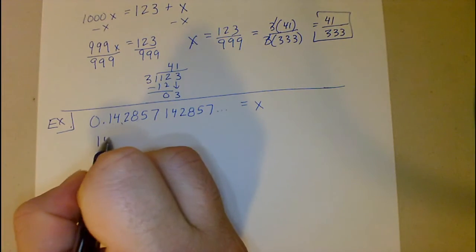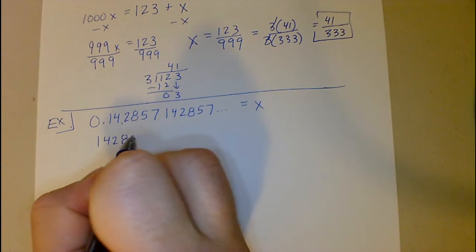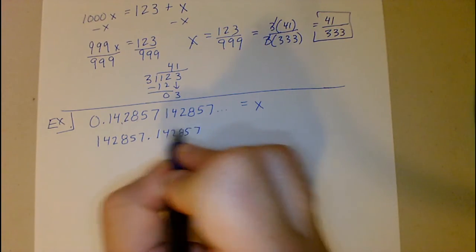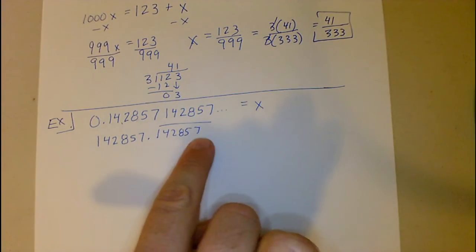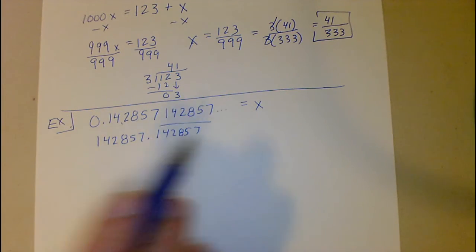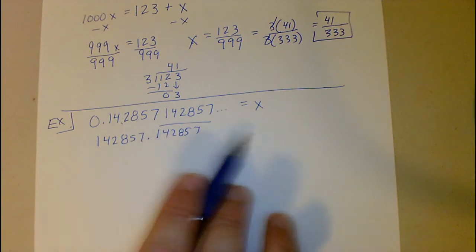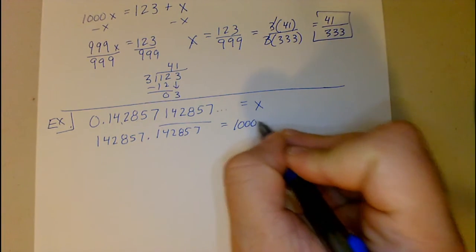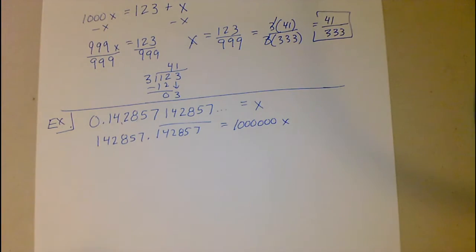So I get 142,857.142857. Remember, this is repeating. There's an infinite number of those things, 142,857, 142,857, an infinite number to draw from. And that equals 1 million x. X times a million is 1 million x.